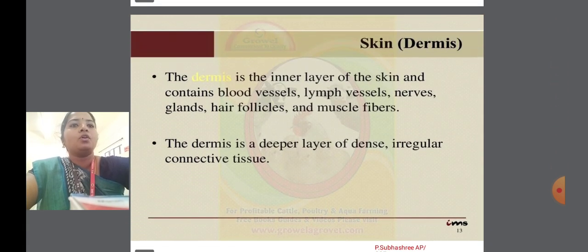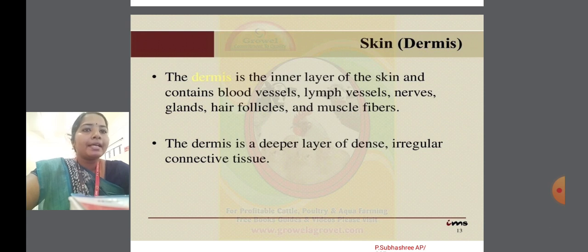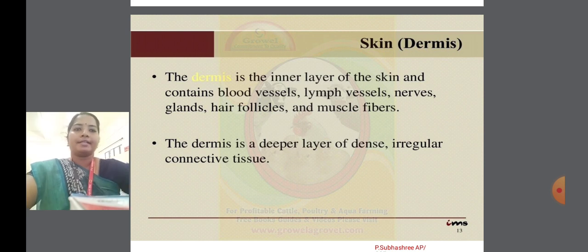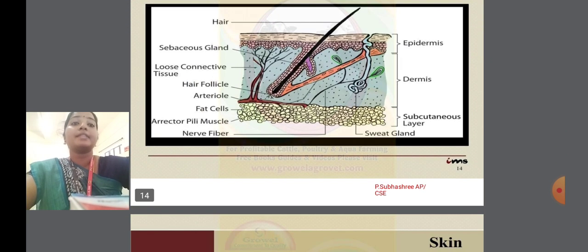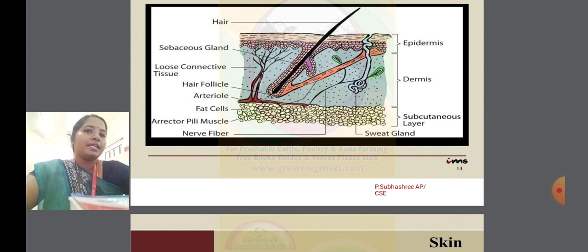What is the dermis? It is the inner layer of the skin and contains blood vessels, lymph vessels, nerves, glands, hair follicles and muscle fibers. The dermis is a deeper layer of dense irregular connective tissue. It is very dense and irregular. In this diagram we can see the hair follicle, which comes from the dermis. The dermis is the inner skin and the epidermis is the outer layer, which consists of dead cells.